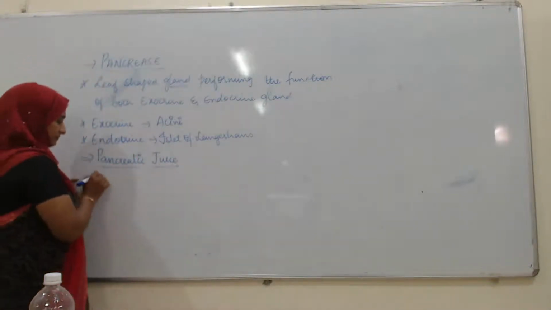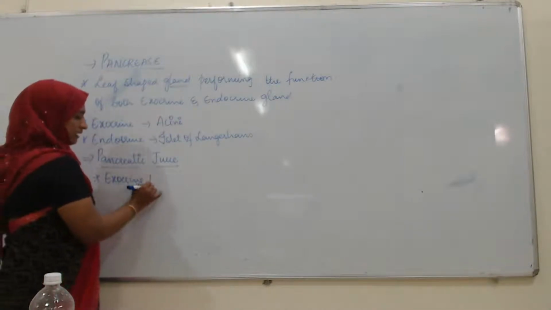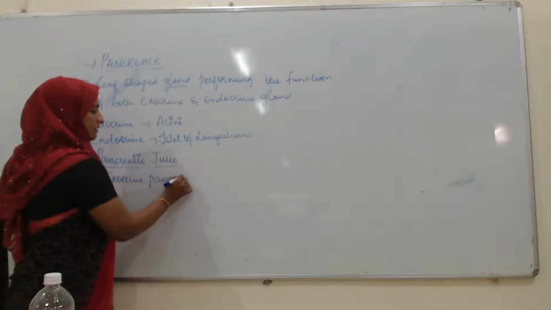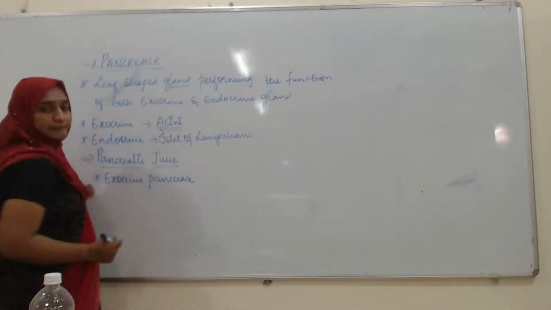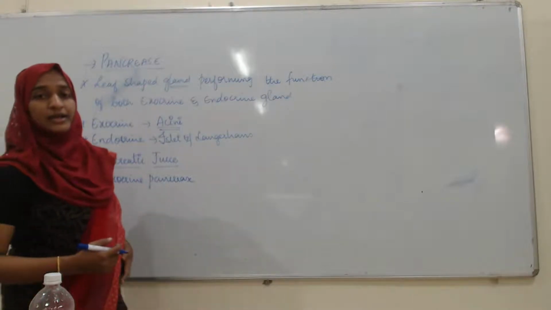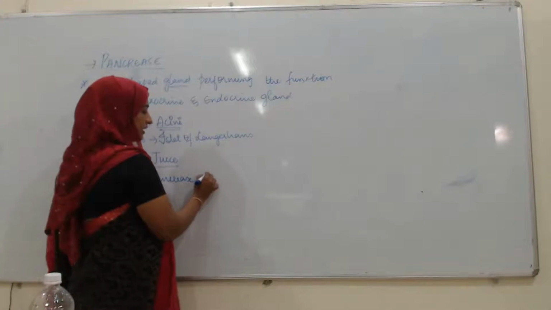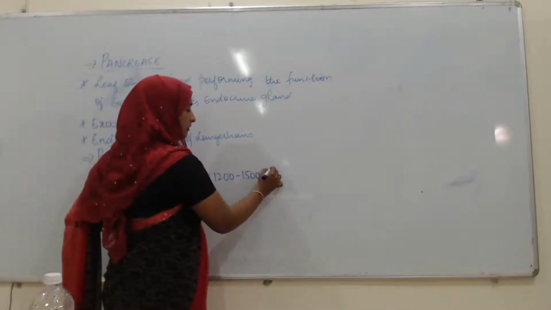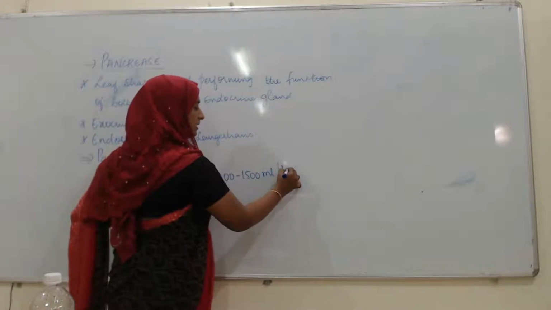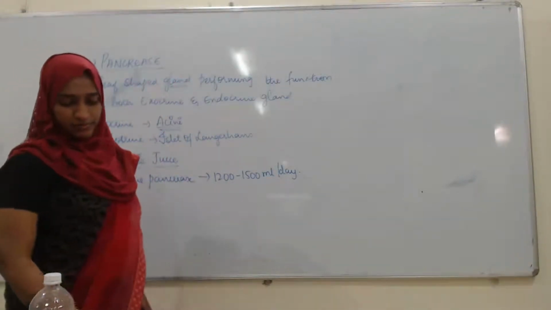So here the exocrine pancreas, that is, the secretion is from the acini. Okay, how much pancreatic juice is it going to secrete? That is around 1200 to 1500 ml of pancreatic juice per day. Which part? Only the exocrine part.